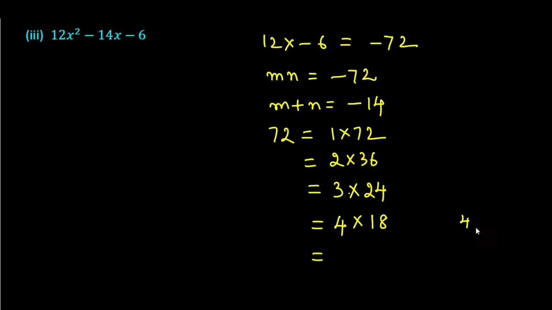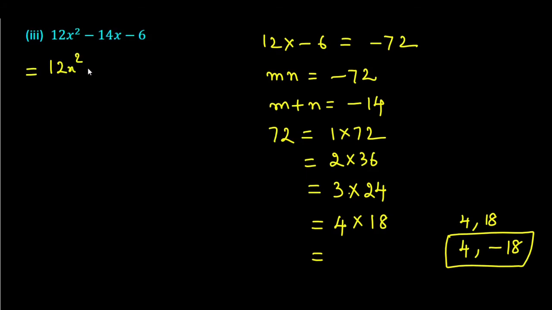So 4, 18. We want −14, so 4 and −18. This is the right choice of pair of factors. 4 into −18. So this can be written as 12x² − 18x + 4x − 6.